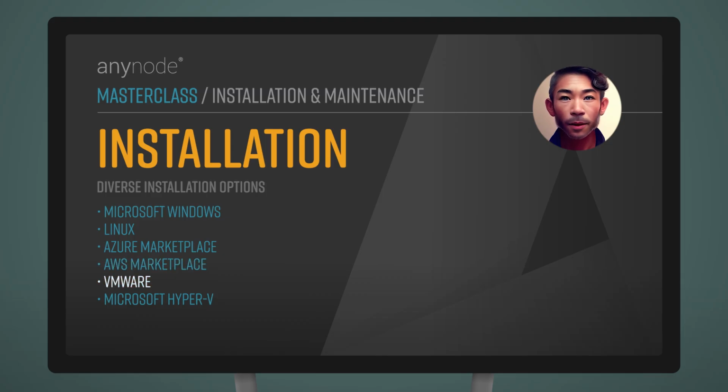In the VMware chapter, we will guide you through considerations for deploying anynode on a virtual machine using VMware. We'll provide recommendations on settings in the virtual hardware and suggest machine specifications. However, this guide will not delve into the specific steps for setting up a virtual machine and installing the operating system.